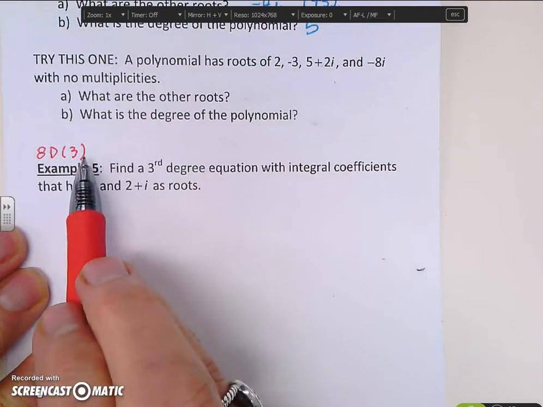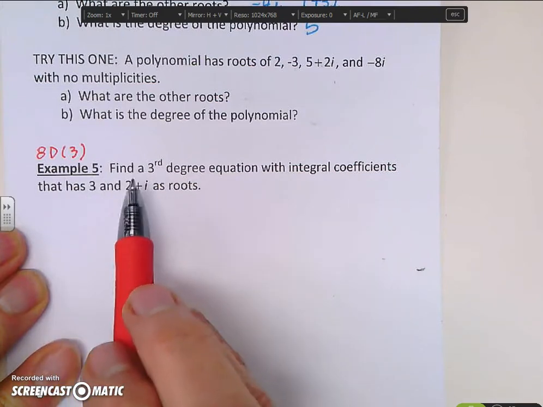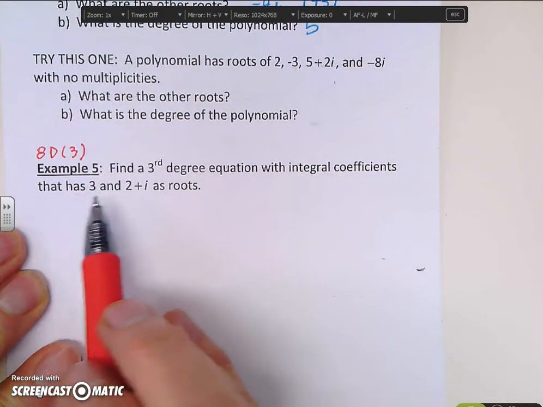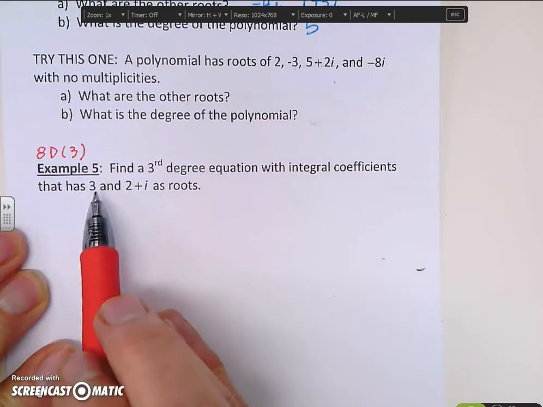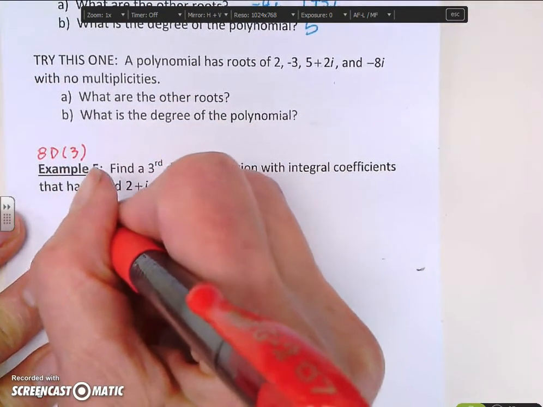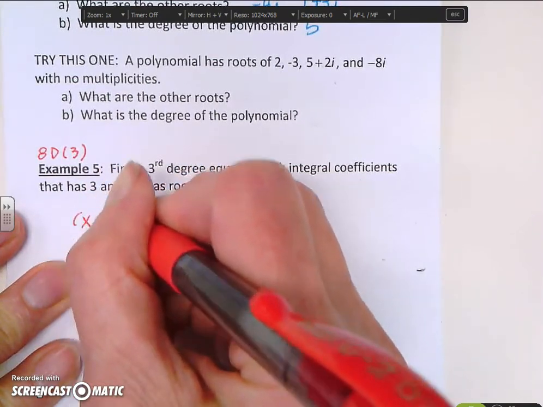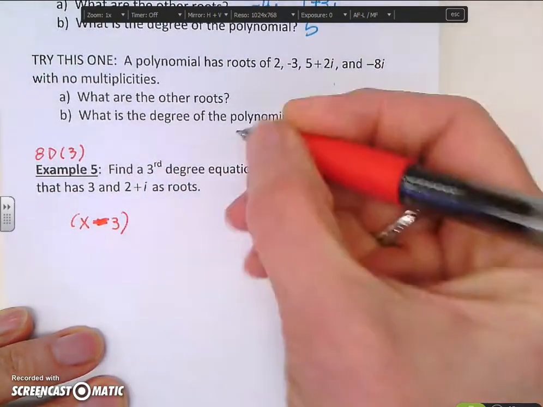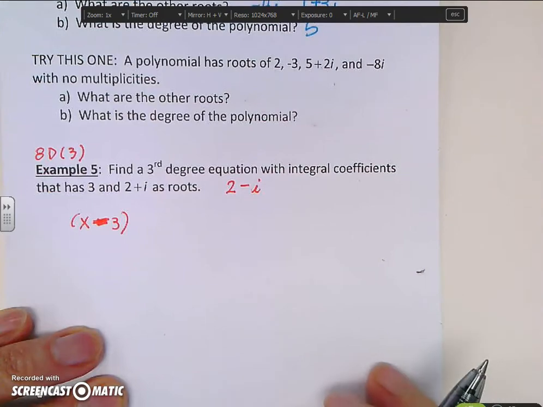So the third video for 8D notes, we're going to do example 5. It says find a third degree equation with integral coefficients that has 3 and 2 plus i as roots. So we learned that if 3 is a root, then we know that x minus 3 is a factor. And if 2 plus i is a root, we also know that 2 minus i is also a root.